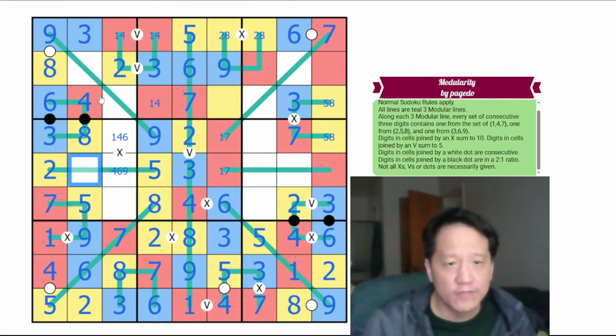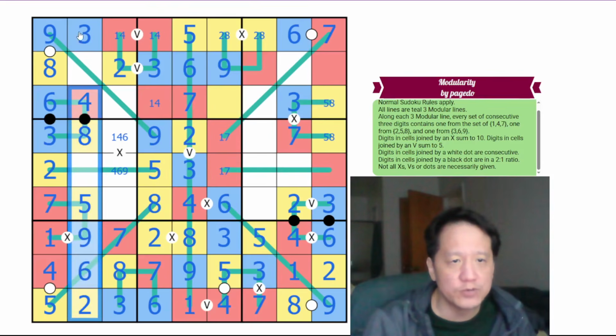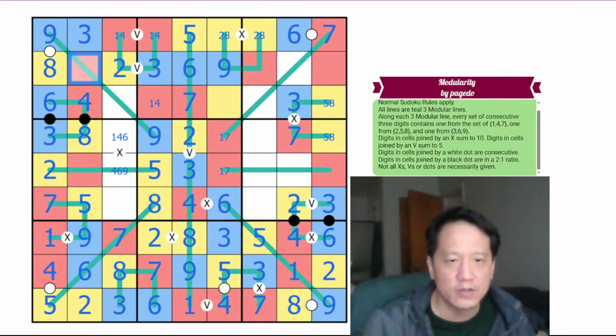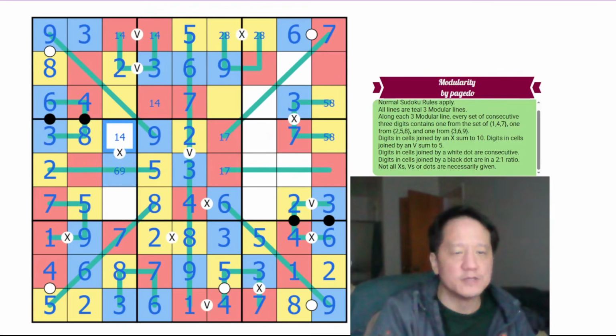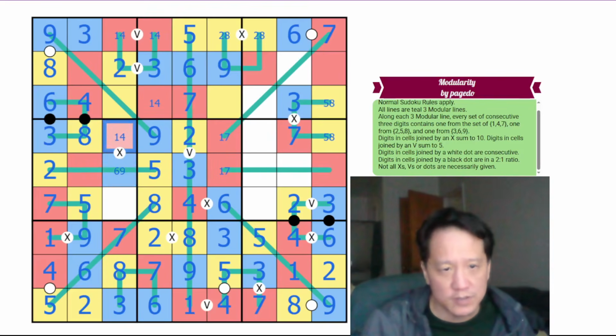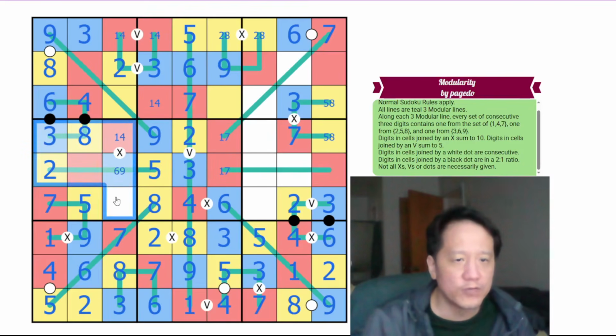We have 3 yellows and 3 blues in column 2. That leaves just reds in the rest of the column. That means since this is red and this is blue, this must be yellow. Since this is red and this is yellow, this must be blue. So this has to be 6 or 9, and this must be 1 or 4, which makes this a red. We have 3 yellows and 3 reds in this left central box, so that leaves a blue here.